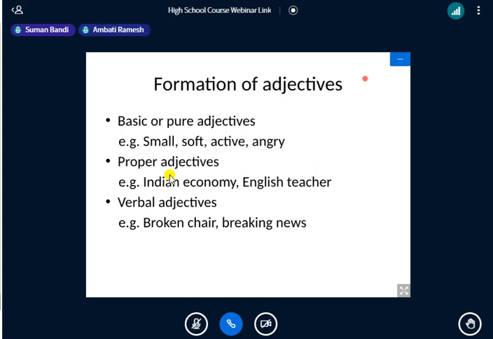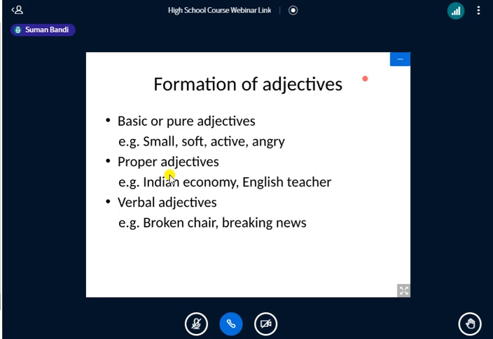So they belong to the first type. But there are two more types of adjectives which we use on a daily basis, but normally grammar books don't talk about them. So at least we should know as a teacher that yes, there are proper adjectives. The second one is proper adjectives. The name itself gives you a hint. Proper nouns, sometimes we use them as adjectives before another noun, with or without a small modification.